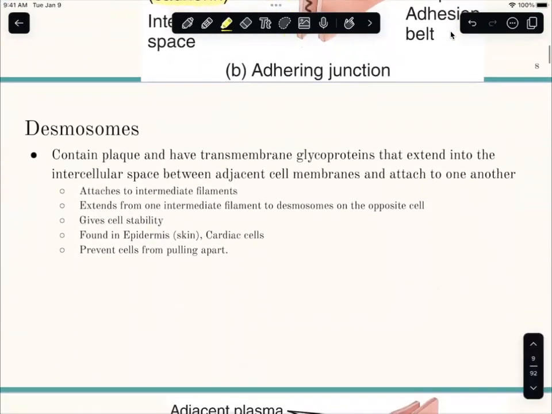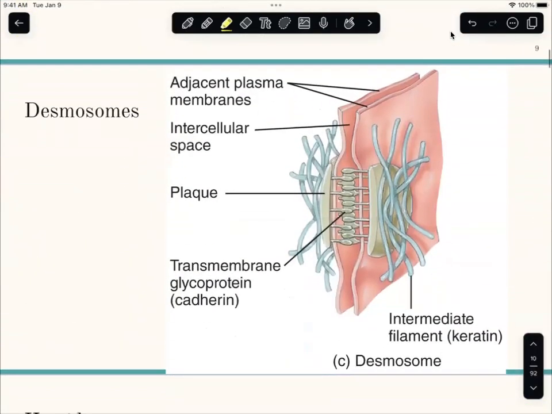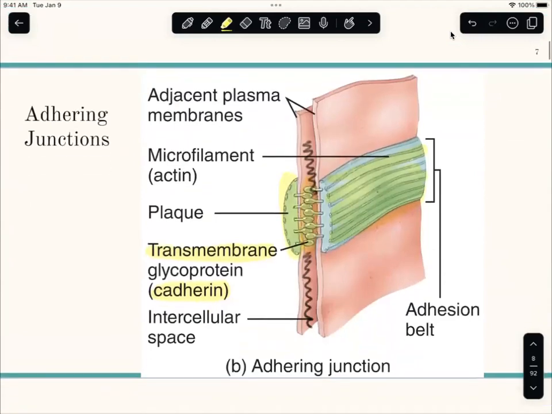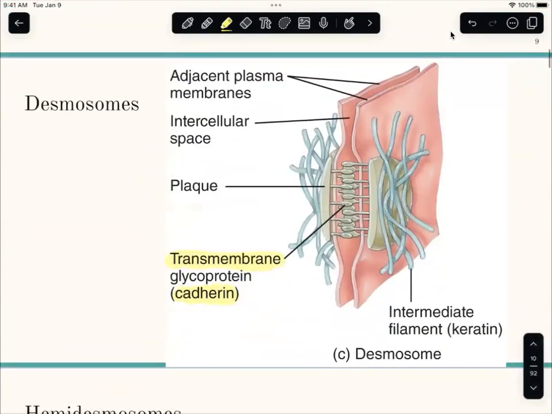The next type we have are desmosomes. Desmosomes, let's look at the picture, because then you can get a better idea. We've got those transmembrane proteins again, those glycoproteins. They're known as cadherins. Instead of microfilaments like on those adhering junctions, this time we've got intermediate filaments, or keratin. You'll hear this word again in chapter 5.